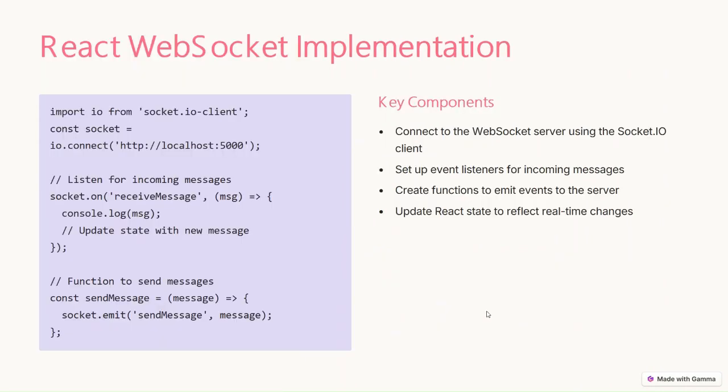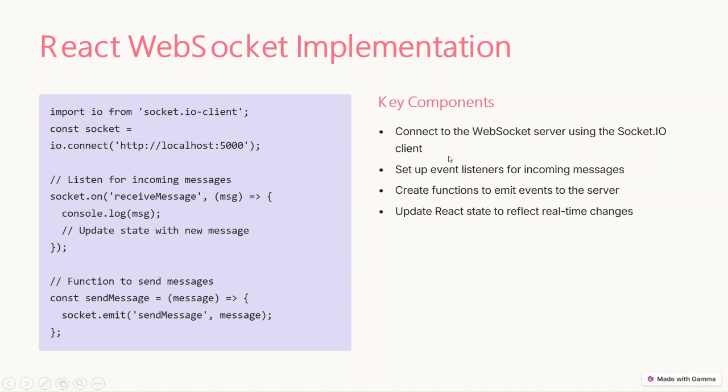Okay, then later here you can see the React WebSocket implementation, how to do the implementation, with a small part of the code here, where we are importing the socket client. Then we are connecting with the backend, where you can see the port is 5000. Then we are listening for incoming messages, updating the state with the new messages, and writing a function to send messages to the server.